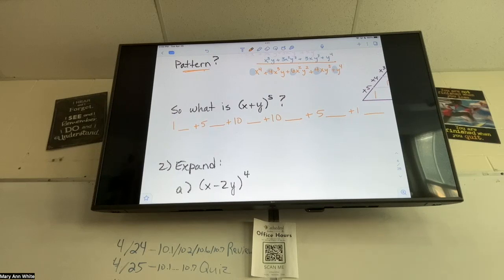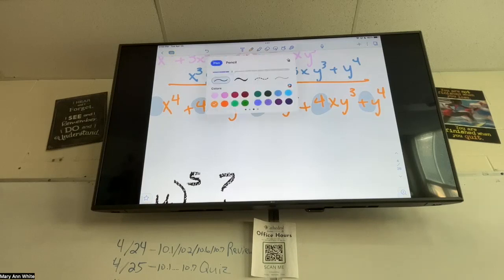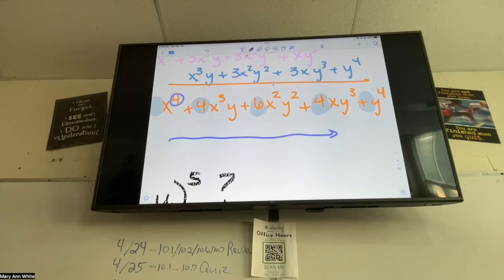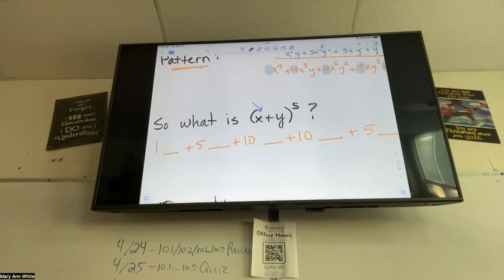All right, let's look at my x's then. If I look at this expression right here, x to the 4th plus 4x to the 3rd, y plus 6x squared, y squared plus 4x, y to the 3rd plus y to the 4th. What is x doing as you go across the problem? Is x getting bigger or is x getting smaller? As I go across the page, x goes from to the 4th to the 3rd to the 2 to the 1. That means it's getting smaller, right? So my first term, my x term, is always going to go down as we go across the problem.